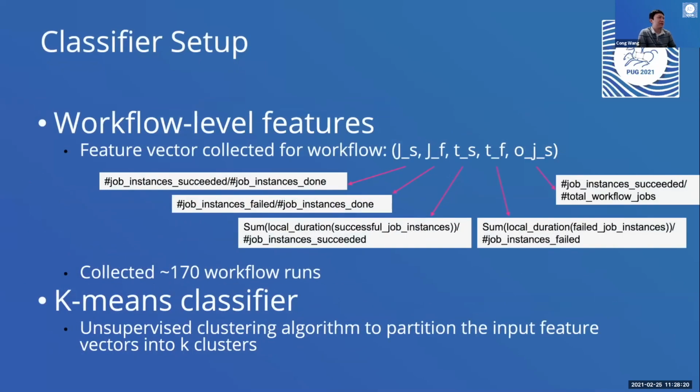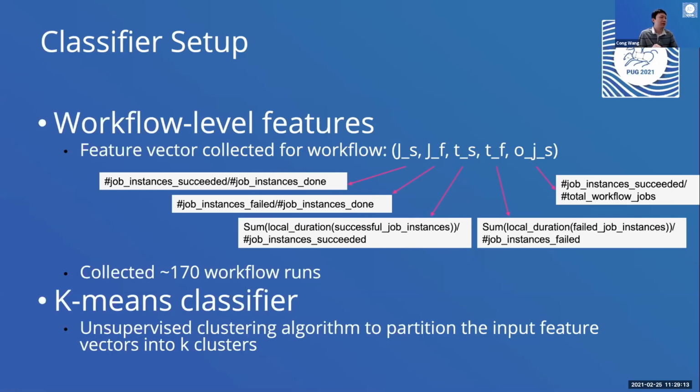So for the classification setup, we collect different feature vectors. For the workflow level feature vector, we collect these sample features. For example, the number of job instances succeeded divided by the jobs done. That's going to be the job success rate, as well as the job failure rate, and also the summation of the duration of the successful job execution divided by the number of job instances succeeded, as well as the duration divided by the job failures. And finally, the job instances succeeded divided by the total workflow jobs.